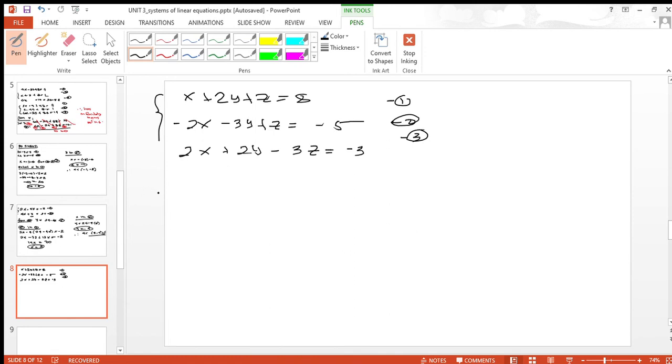Let's look for a variable with coefficient 1. We can have x in equation 1, or we can have z. So you can choose any. So let's say, let's have x in terms of y and z. So we have x equals 8 minus 2y minus z. This will now be our new equation 1. Let's call this 1 prime.